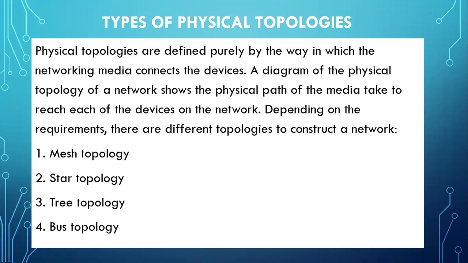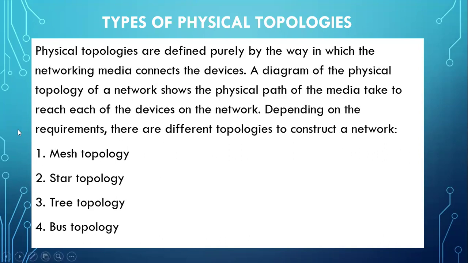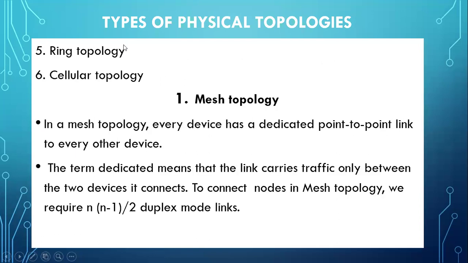Now, depending on the requirements, there are different topologies to construct a network. The following are the types of physical topologies: mesh topology, star topology, tree topology, bus topology, link topology, and the cellular topology. In this video, we are going to cover three of them: mesh topology, star topology, and lastly, the link topology. We'll start with the mesh topology.